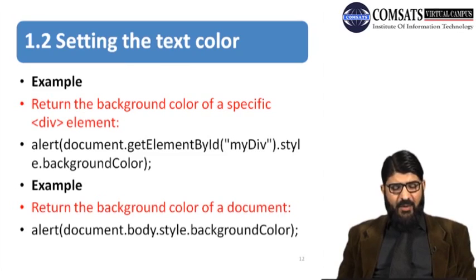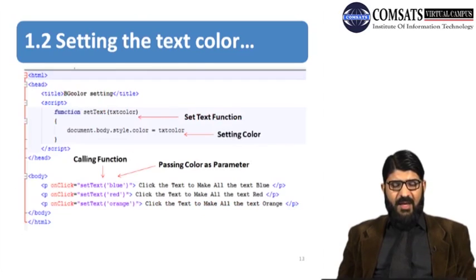Now see how to return the background color for a document. Here the alert method is called with document.body.style.backgroundColor, accessed directly without using the getElementById method. See the code of it.